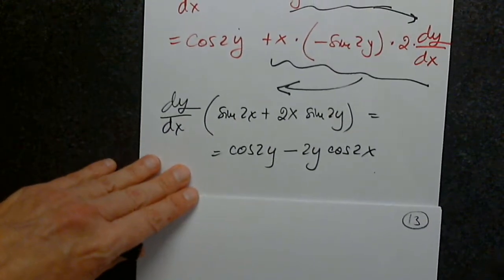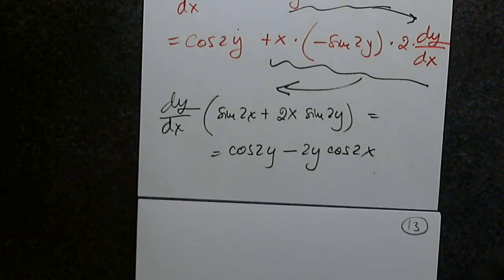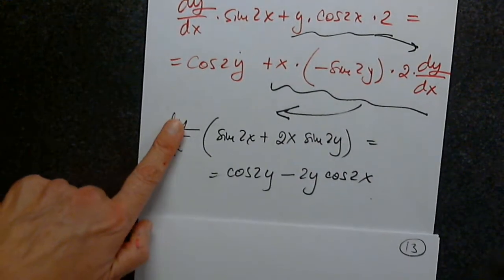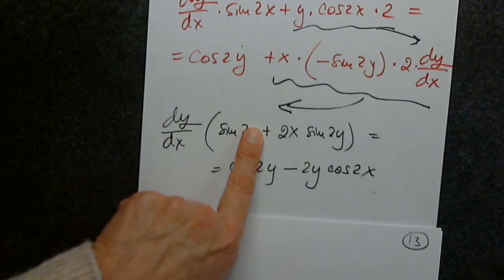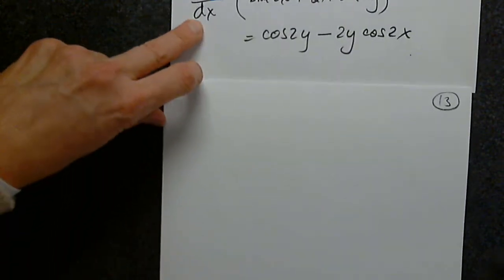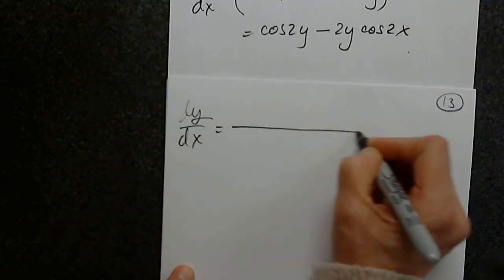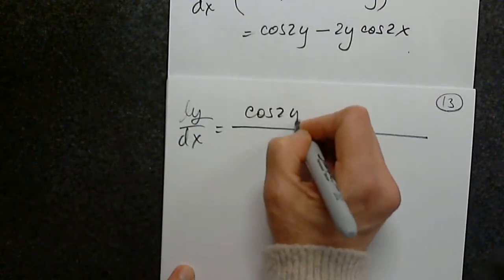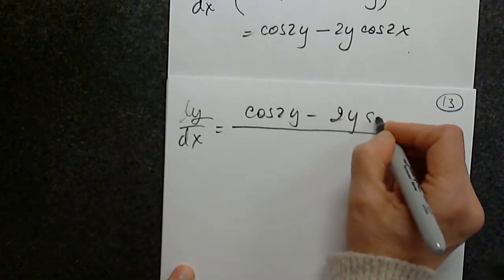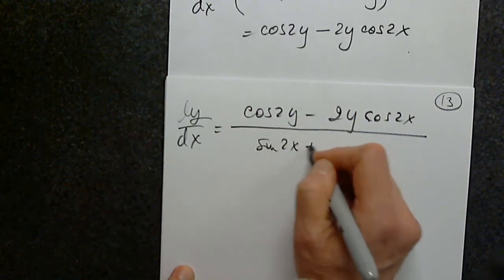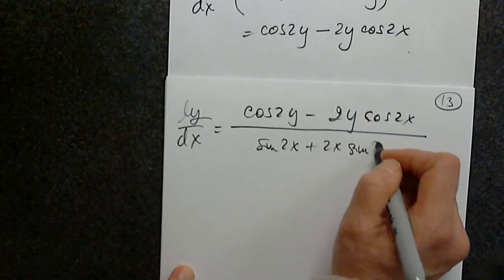Is this okay? Any questions on this? So now this is this over this. So dy over dx equals cosine 2y minus 2y cosine 2x over sine 2x plus 2x sine 2y.